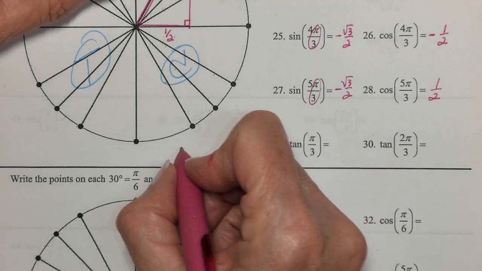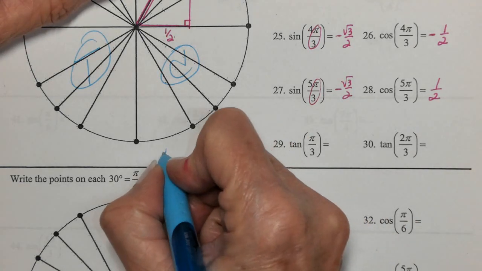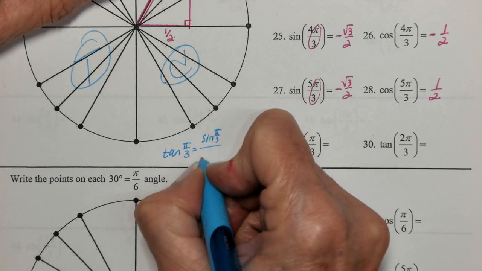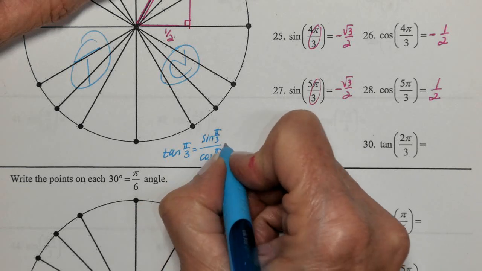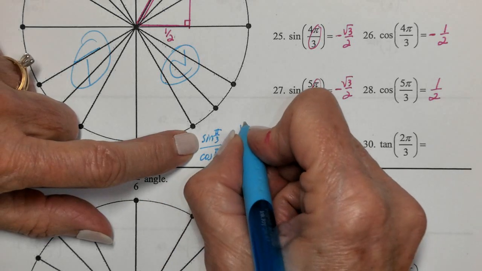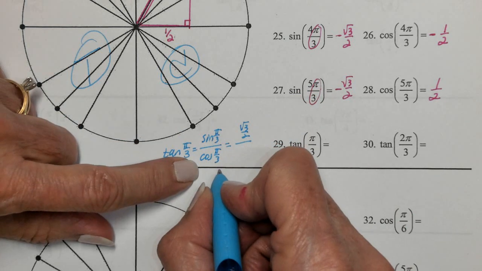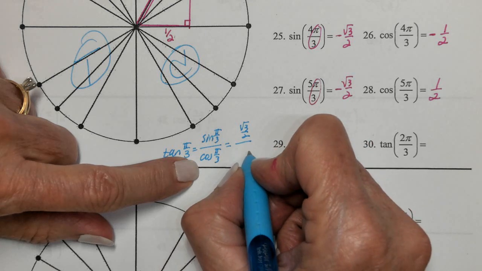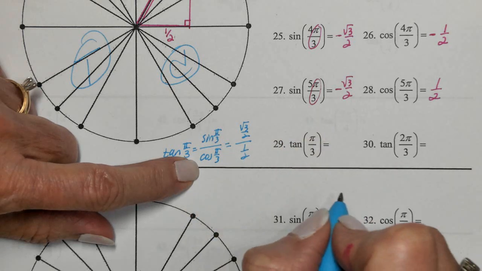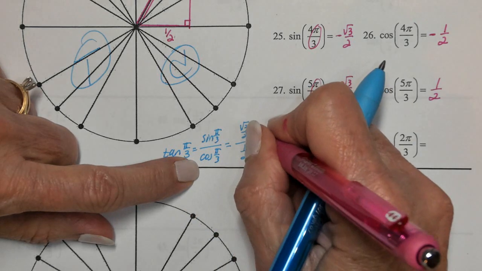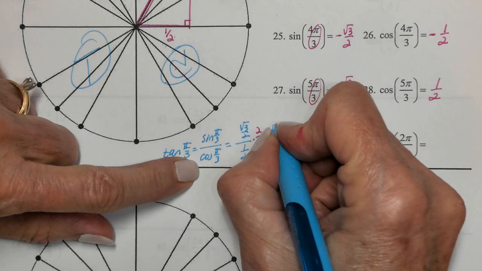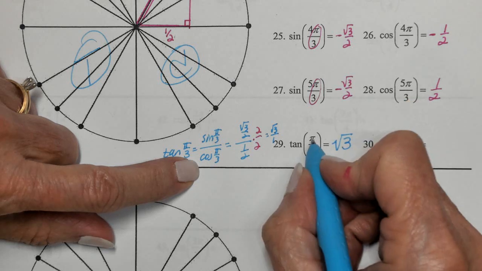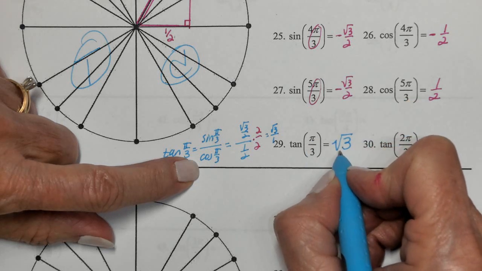Tangent. So tangent of pi over 3 is sine of pi over 3 divided by cosine of pi over 3. Well, sine of pi over 3 is square root 3 over 2. Cosine of pi over 3 is 1/2. If I multiply top and bottom by 2, I get square root 3 over 1, which is square root 3. Tangent of pi over 3 is square root 3, period.